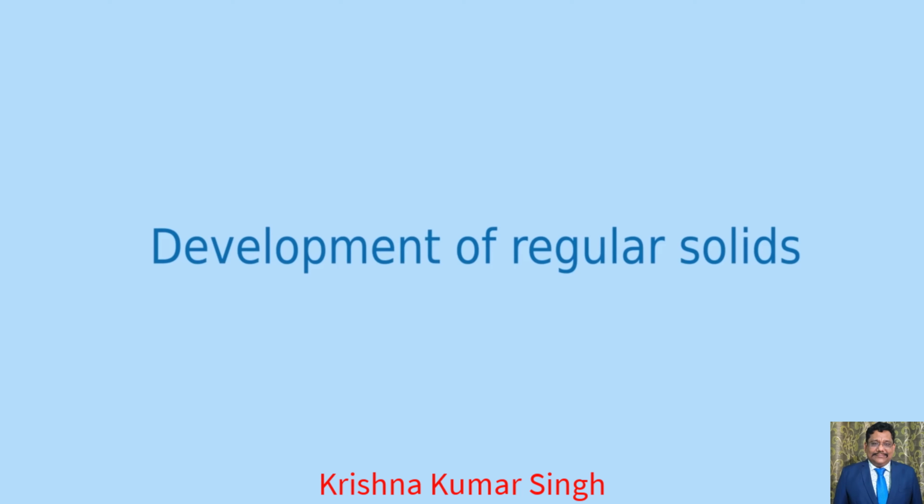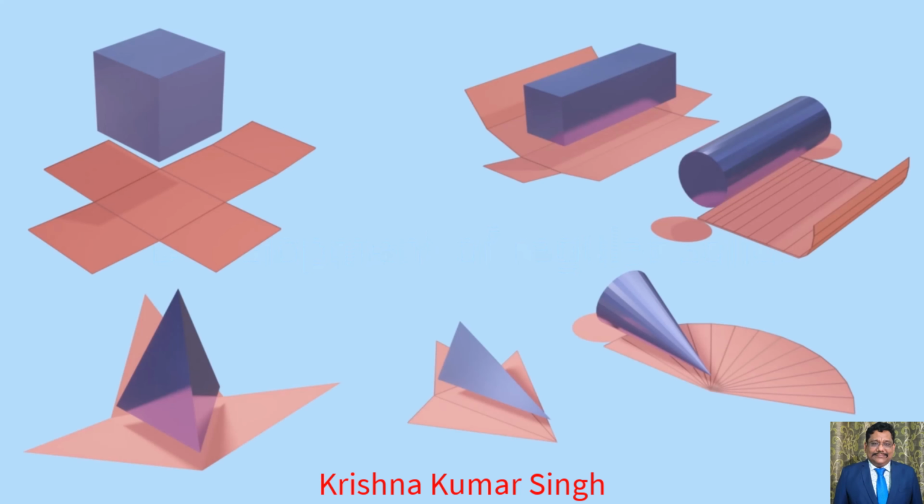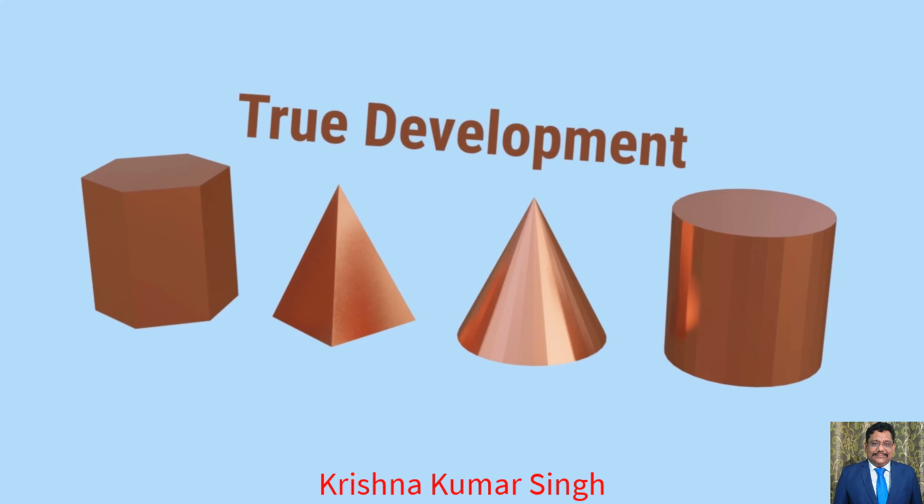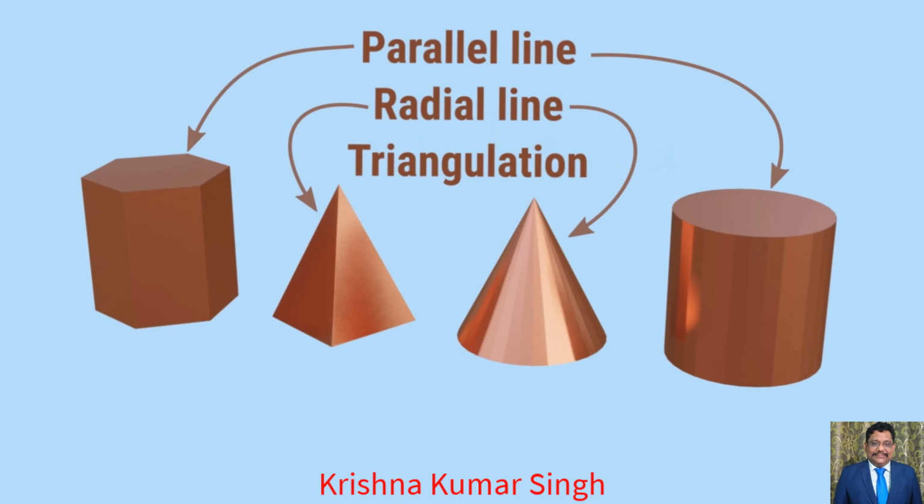Development of regular solids. In our previous video, we had gone through the development and different methods of development of a solid. Now in this video, we are going to apply these methods for obtaining development of various regular solids. So basically, we'll be developing surfaces of prism, pyramid, cone, and cylinder. The development of these solids is true development. It can be drawn using a parallel line, radial line, and triangulation method.